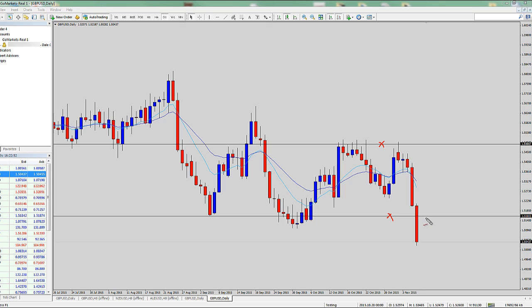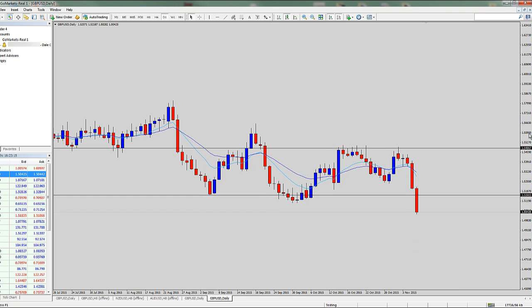So I didn't catch the whole move here. I just stuck with my plan, and I took profit at this major support level, but the market has kept busting on through this level anyway and continued on down. So now it looks like the market's going to close down below the range, which is going to set the chart up for further bearish movement.